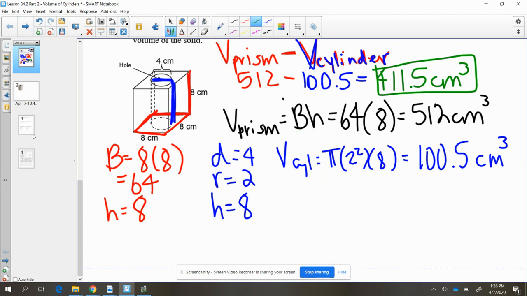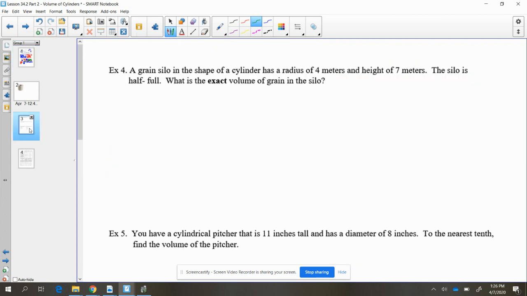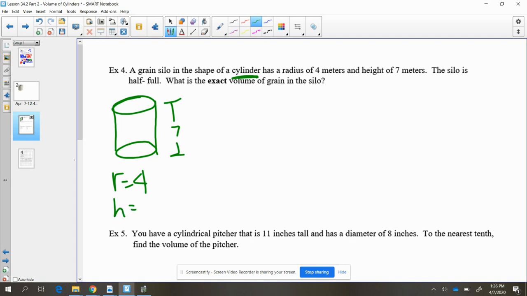Okay. Now, on to the back of this worksheet. A couple things now. We have a grain silo in the shape of a cylinder. So if we sketch out just this little visual here, here's our grain silo in the shape of a cylinder. It has a radius of 4 and an overall height of 7. And we want to know what is the exact volume of this grain silo that is only half full.